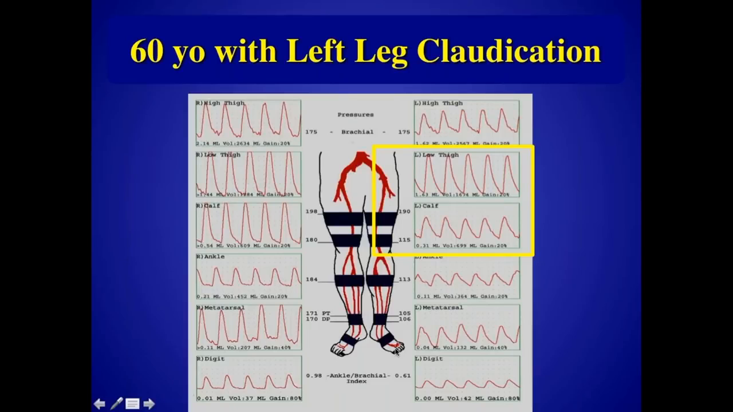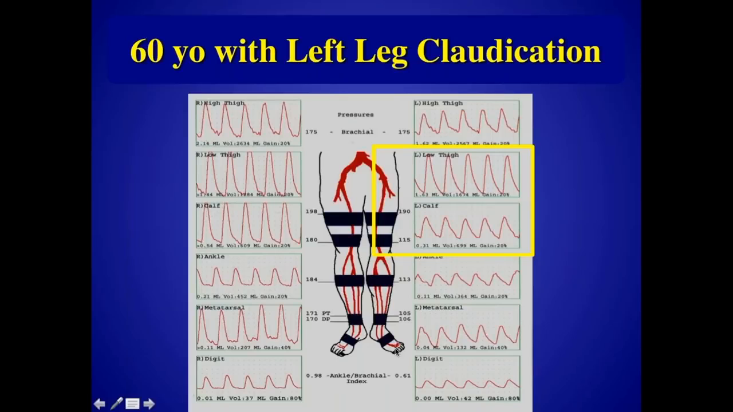We typically consider anything near 1.0 to be normal, as the pressure should not drop as you go from the arm down the leg. But you'll see that on the left side, it's only 0.61, so it's significantly decreased. And if we look at the pressures next to the cuffs, we'll see we go from 190 millimeters of mercury and it drops to 115. Now, we shouldn't have much more than a 10 to 15 millimeter difference.